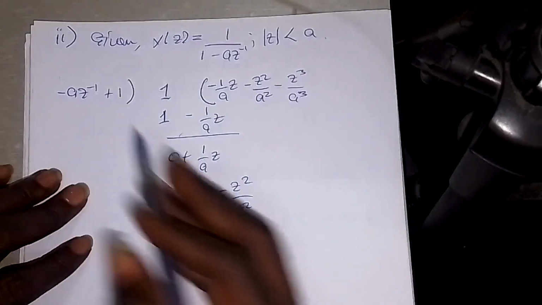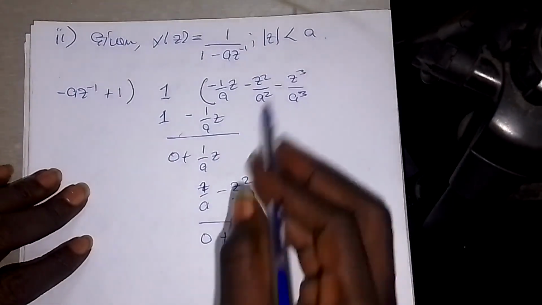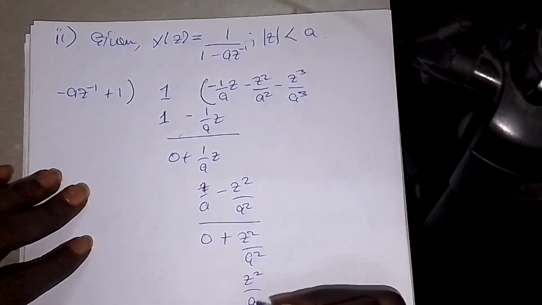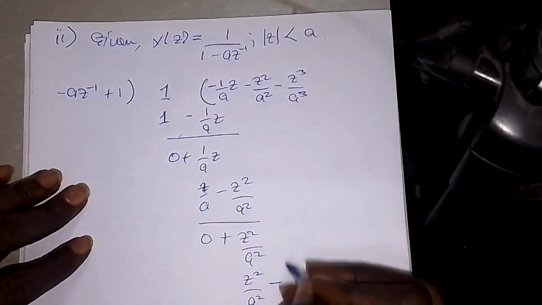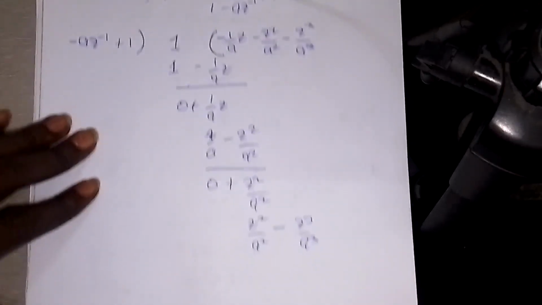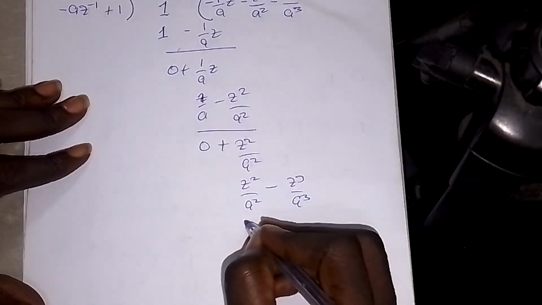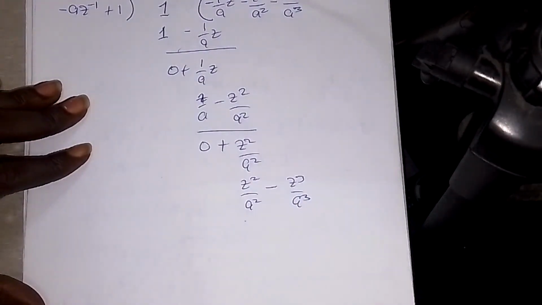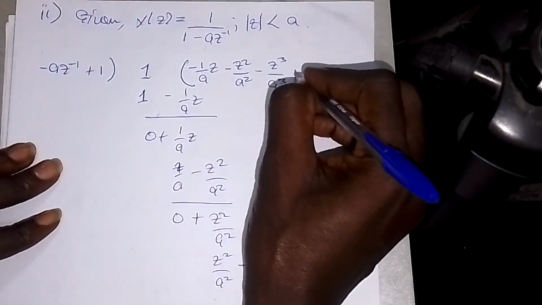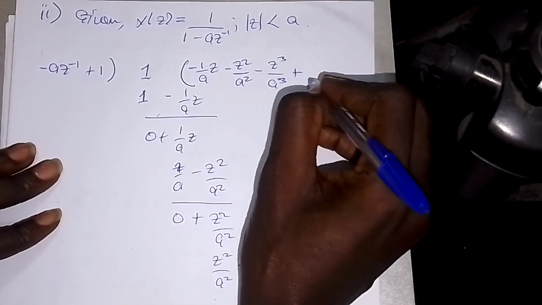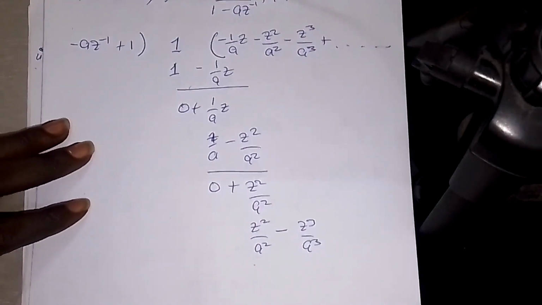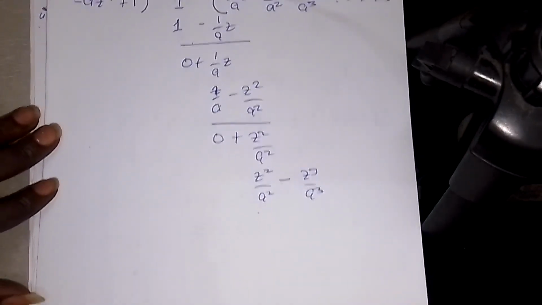Okay, so now this guy times this guy, what will I get? I'll get z squared over a squared. And this guy times this guy, what will I get? I'll get minus z cube over a cube. Okay, so now what can I do? I can just subtract and then move on and on and on. But if I'm able to get about 3, I can just say that it could have been minus also, up to infinity.